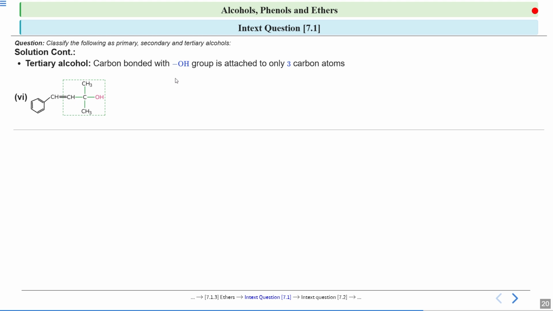Now, we have just studied the tertiary alcohol concept. On that basis, we can see that the OH group, the hydroxyl group, is attached to this carbon. This carbon is attached to three other carbons, right? These two methyl group carbons, and one is this sp2 hybridized double bonded carbon. So this is a tertiary alcohol. This sixth structure is the only tertiary alcohol. So this is how you can classify alcohols into primary, secondary, and tertiary alcohols.